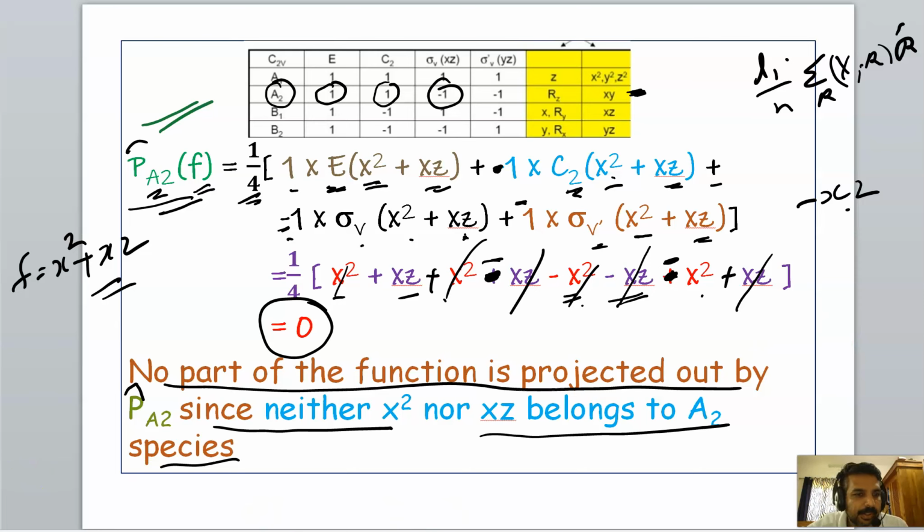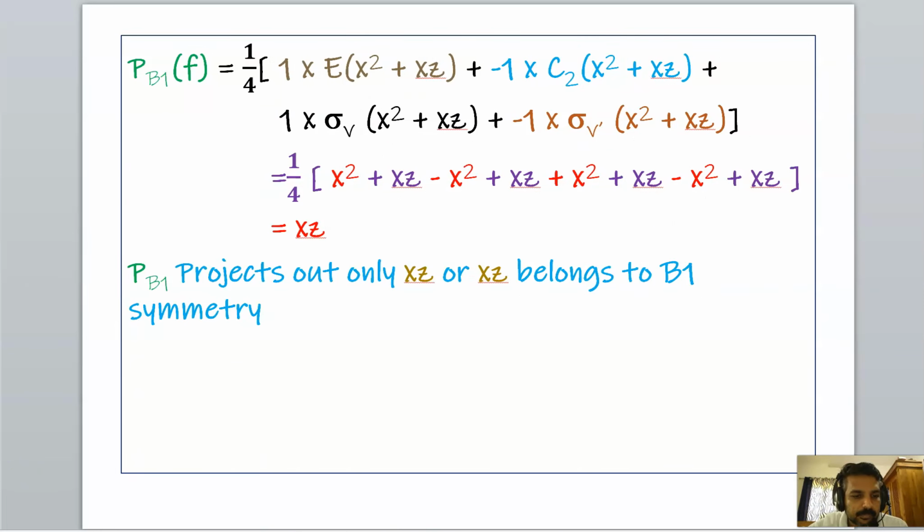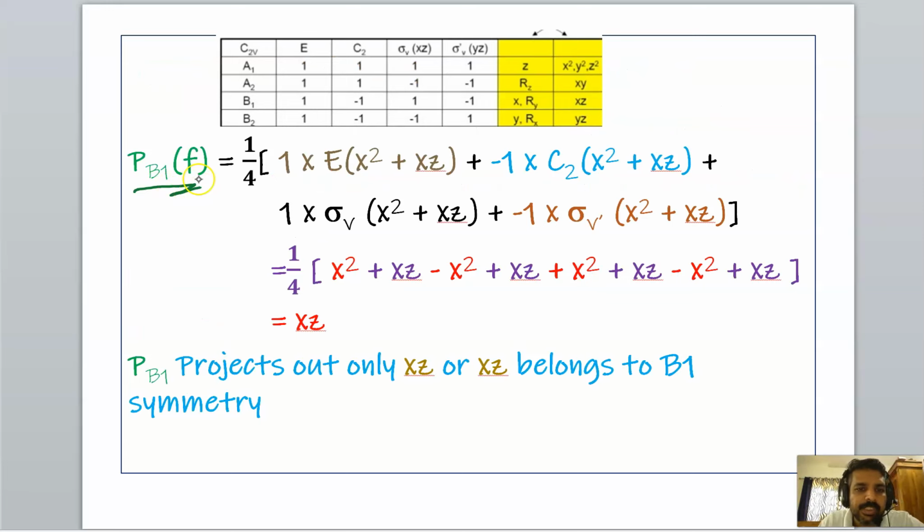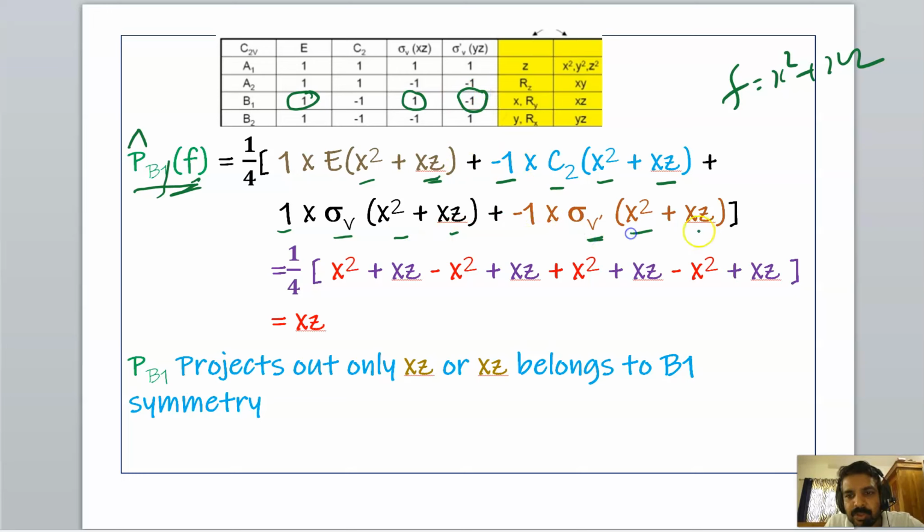Okay, next P(B1)F, that is the projection operator having the symmetry B1 acting on the function f. Our function f is equal to x square plus xz. Then E into, so for B1 here E is 1, E operating on x square plus xz. Then it is minus 1 into C2 into x square plus xz. Next is 1 into sigma v into x square plus xz. Next is minus 1 into sigma v dash x square plus xz. So 1 by 4 into 1 into E x square plus xz is equal to x square plus xz.